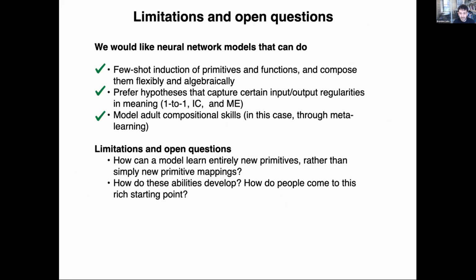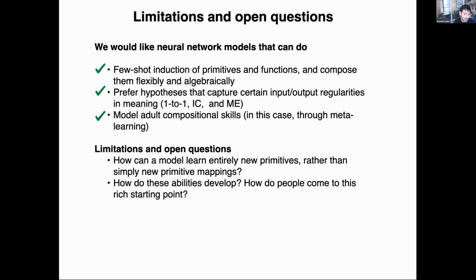Okay, so let's step back and talk about where we are. We wanted a neural network that can do few-shot induction of primitives and functions and compose them flexibly, prefer hypotheses that capture certain input-output regularities that people also showed, and model adult compositional skills. And I think this approach can do that.